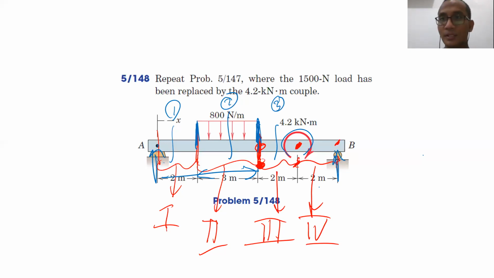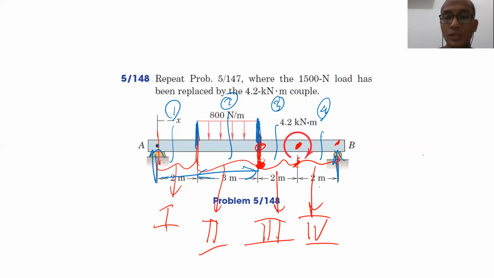At x equal to 7 meters, we can't continue anymore. Why? Because suddenly there is a concentrated moment there which causes discontinuity. That's why we can't continue the equation. The last one, from x equal to 7 meters until 9 meters, will be the fourth equation. So in total, we have 4 equations, which can be represented by 4 different cuts. And where you want to have the cuts is up to you.